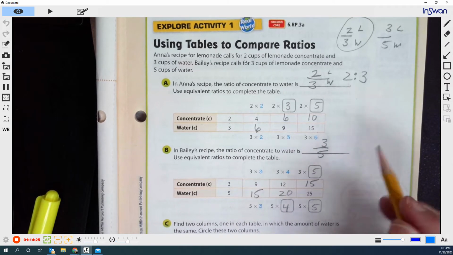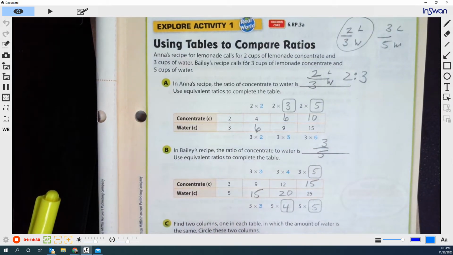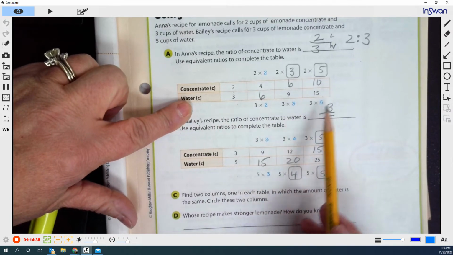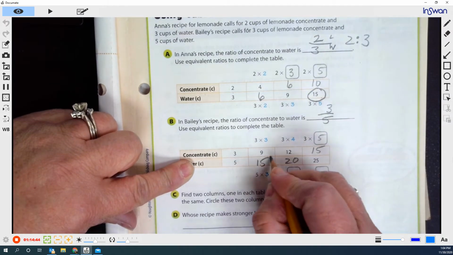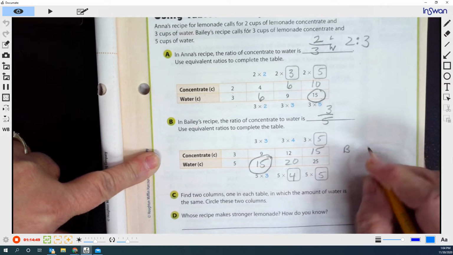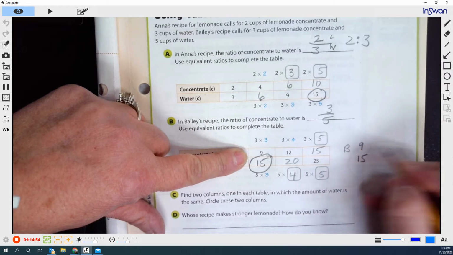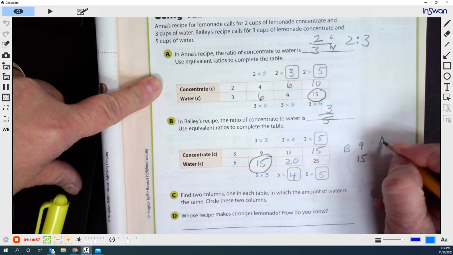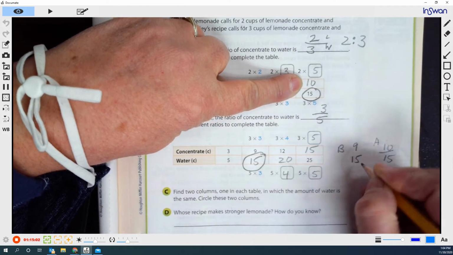Now, if you look at what we have in the table, we want to find two columns, one in each table, in which the amount of water is the same. So if you look at the water, here's 15 of water, and here's 15 of water. So for Bailey's recipe on the 15 water, it's 9 lemon to 15 water. And likewise, Anna's recipe is 10 to 15. Now I'm going to make this like it was a table.